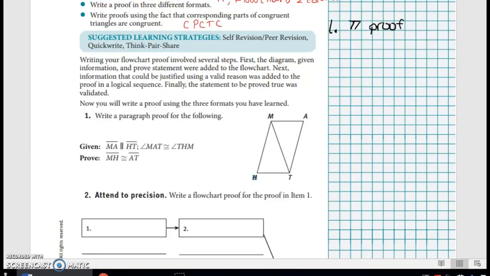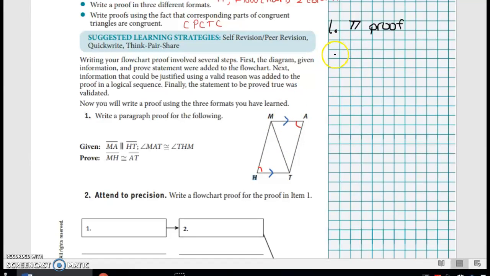So I know that MA is parallel to HT, and it also tells me that angle MAT here is congruent to angle THM. Okay, so now I've labeled my image. Now I can get started on the actual paragraph proof.